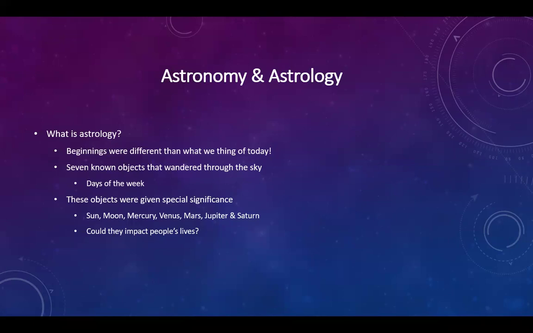So astrological predictions were serious business, and a lot of effort was put into them, which is not the case anymore. So these 7 objects were given special significance. These were the Sun, the Moon, Mercury, Venus, Mars, Jupiter, and Saturn. And it was thought that maybe they could impact people's lives.